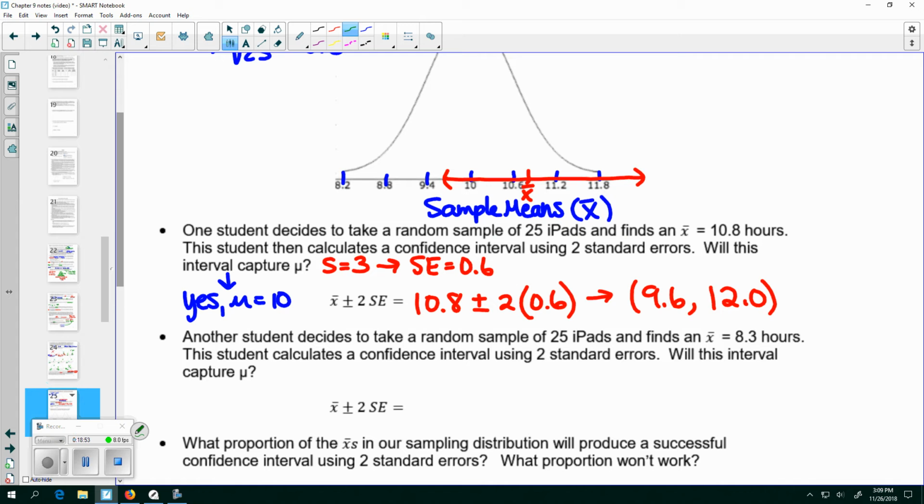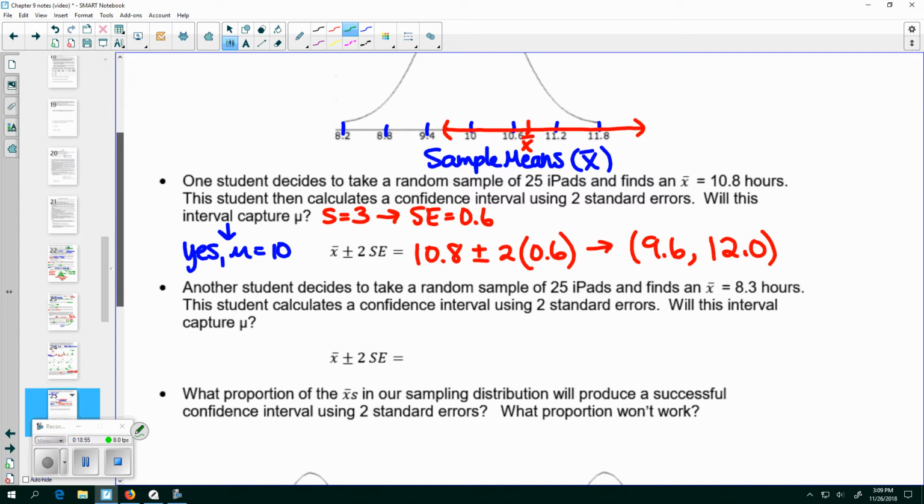All right, student number 2, another student, decides to take a random sample of 25 iPads as well, but finds an X bar of 8.3 hours. So they're right about here. Okay, they also calculate a confidence interval using 2 standard errors. And the question is, will this interval capture mu? So we're still going to assume that the sample standard deviation is 3. It's a big assumption, but just to make this a little bit easier for us, which means they also have a standard error of 0.6.